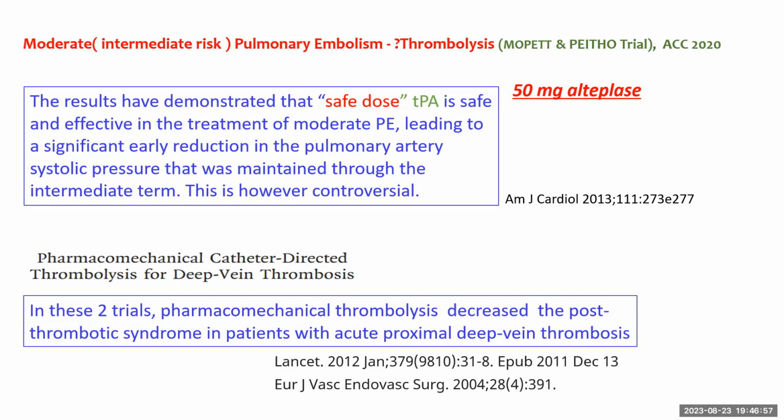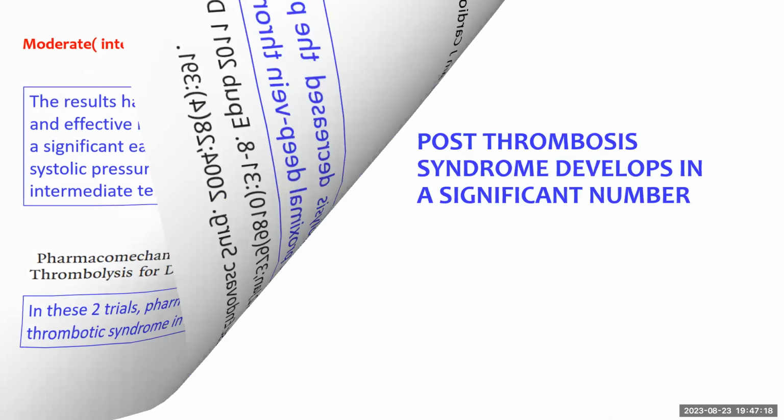And coming to the second issue, that is the deep vein thrombosis. Pharmacomechanical catheter-directed thrombolysis is advocated by certain trials for these patients because this actually dissolves or lyses the clot in the deep venous system in the limbs, and this leads to better outcomes.